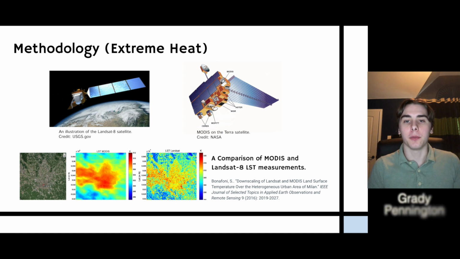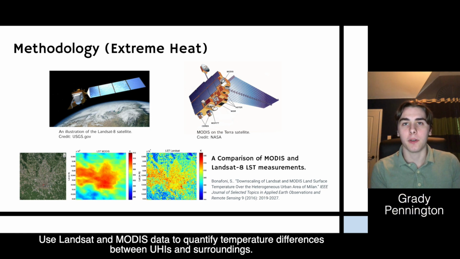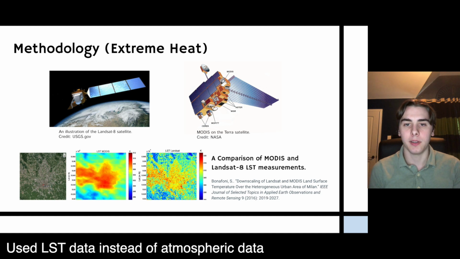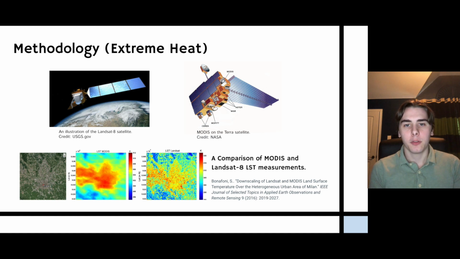We use land surface temperature measurements from MODIS and Landsat 8 to quantify the temperature difference between urban heat islands and their surroundings. Despite the precision of atmospheric temperature measurements, we're using land surface temperature data due to its wider availability and ease of interpretation. Measurements of surface temperature are completed using remote sensing satellites, whereas similar atmospheric measurements would take a plethora of different spread out observation stations and labor.